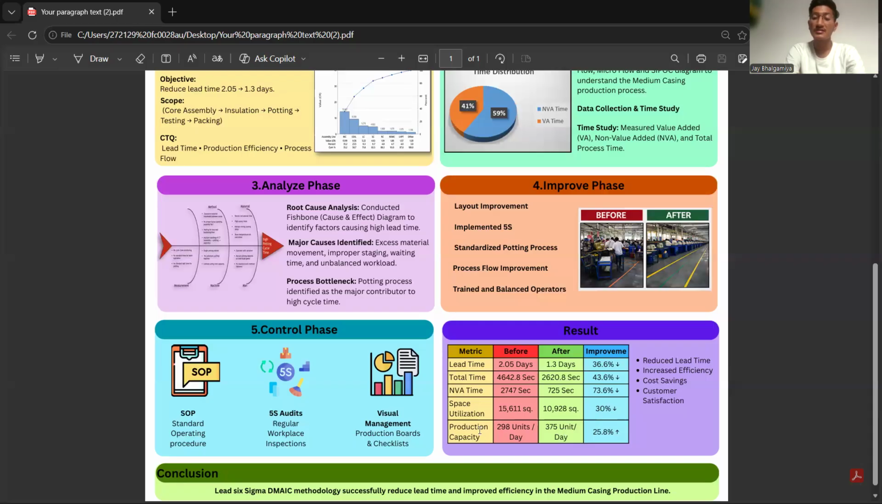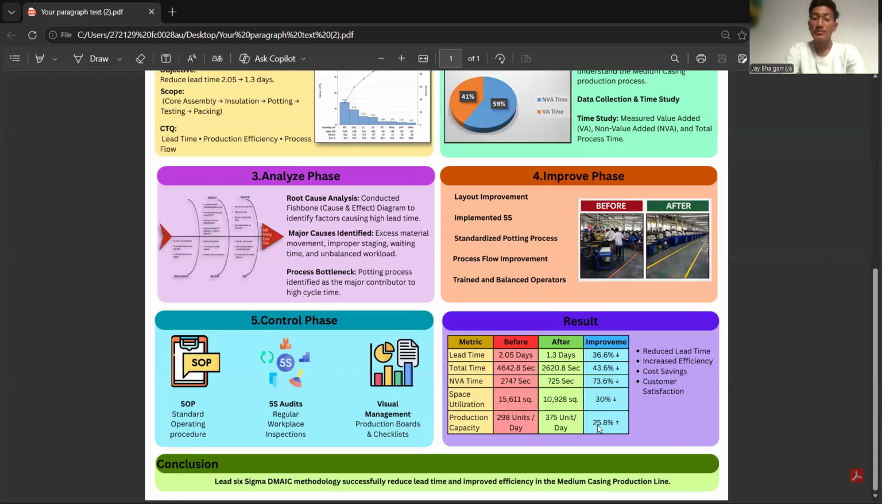And last one is production capacity, a 25.8% increase per day. The results and benefits are reduced lead time, increased efficiency, cost saving, and customer satisfaction. Overall, the result is right and 100%. Thank you.